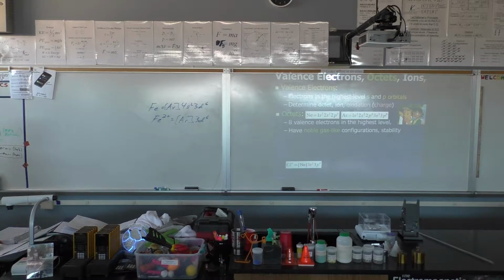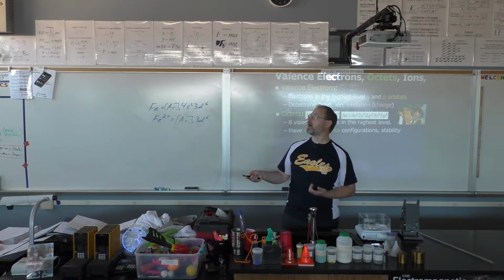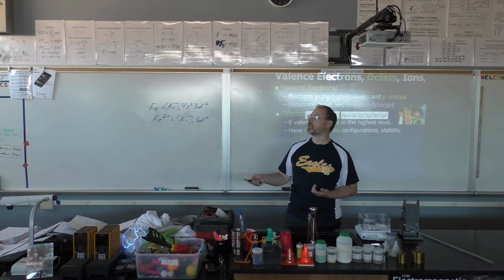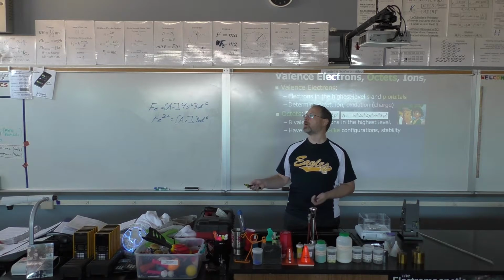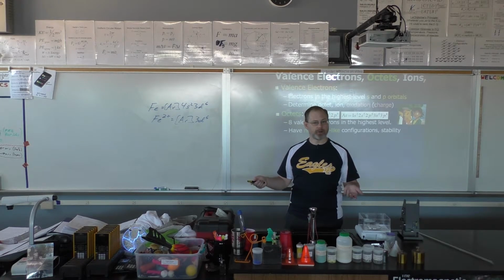Okay, so if you've got 6, you really want to get 2 more. Oxygen, sulfur, selenium, they have 6. What charge will they have when they are stable? Negative 2. How do they become negative 2? By gaining 2 more. Nitrogen's group has 5 valence electrons. What does it want to do? Gain 3 more. What charge does it get when it gets 3 more? Negative 3. So this is the pattern.